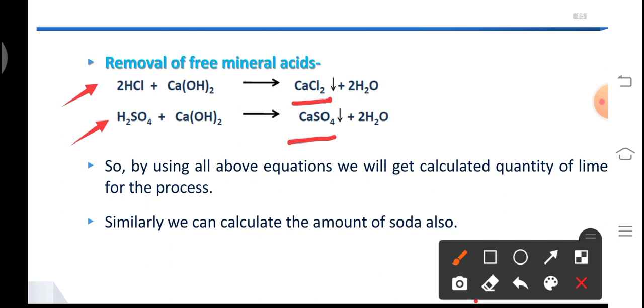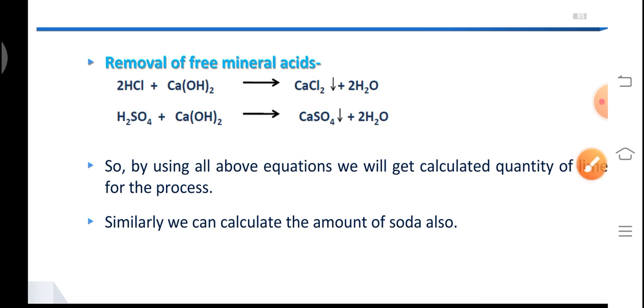We need to see now how we can add soda in further equations. By using all the above equations, we will get the calculated quantity of lime for the process. For treating acids, we require 1 mole of lime. Similarly, we can calculate the amount of soda also.